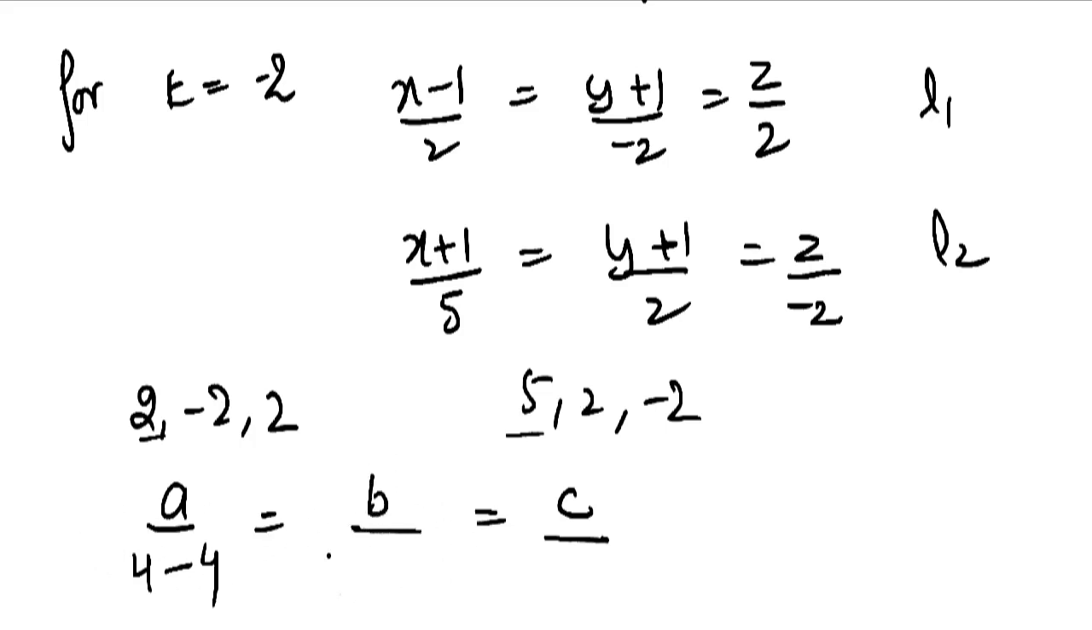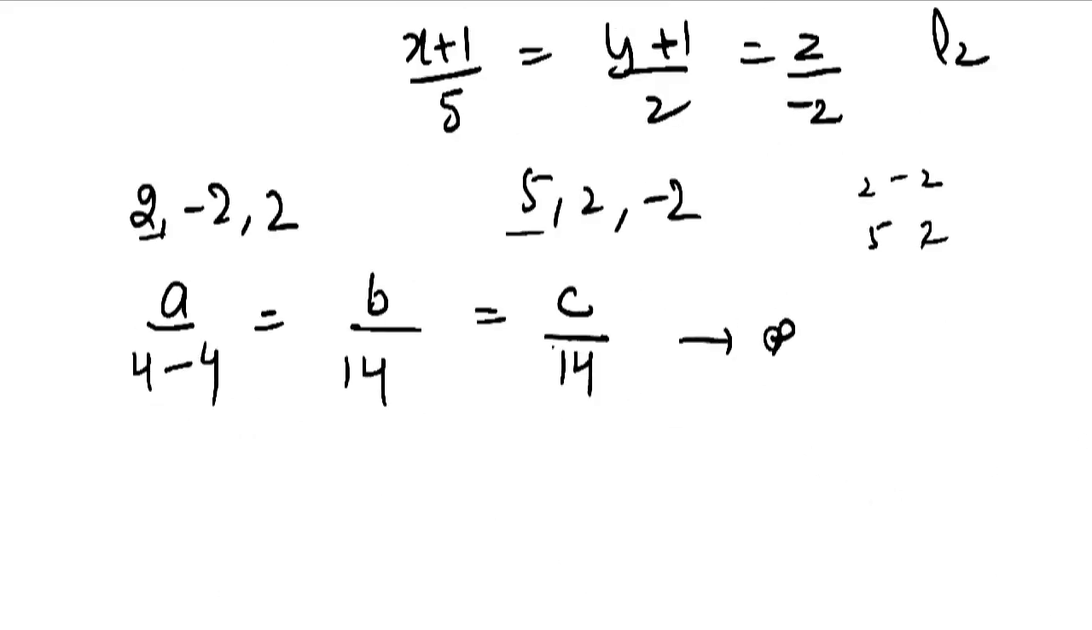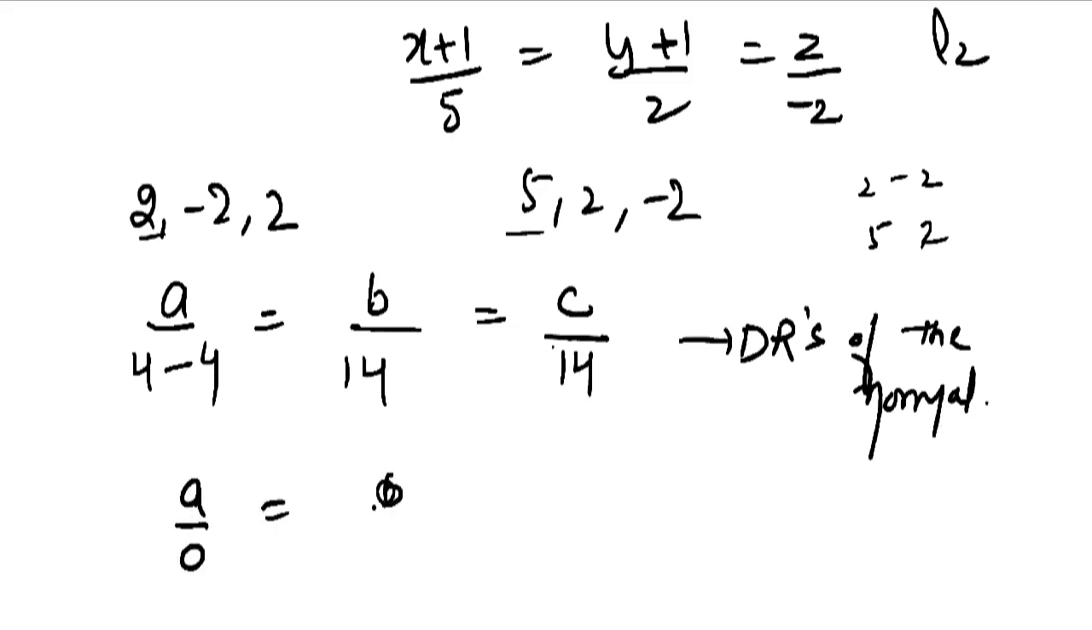Then b upon it will be 10 plus 4, so 14, and c upon it will be 2 into 2, 2 minus 2 and 5, 2. Right? So 2 into 2 is 4, minus 5 into minus 2 is minus 10. So 4 minus minus 10 is 4 plus 10, that is 14. So direction ratios of the normal are a upon 0, b upon 14 and c upon 14.